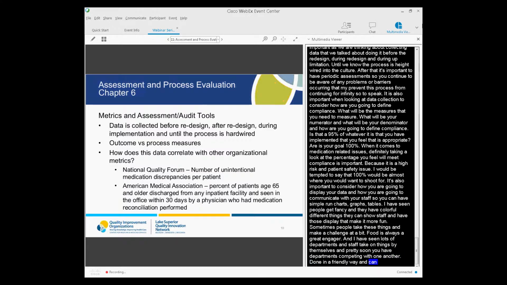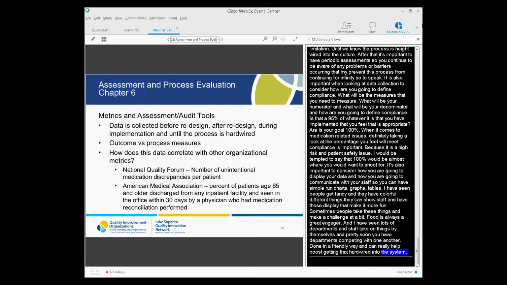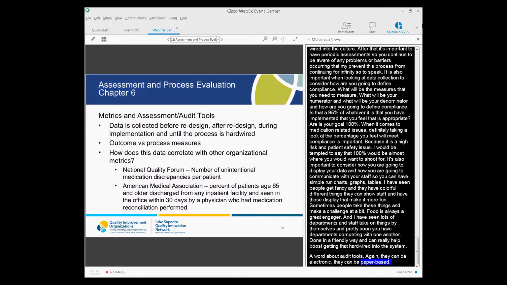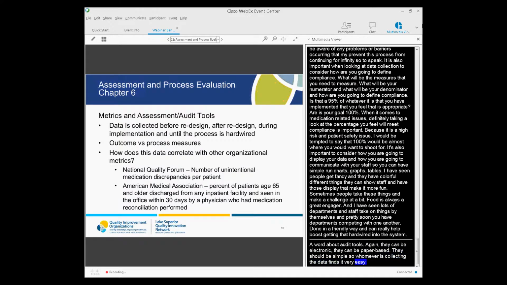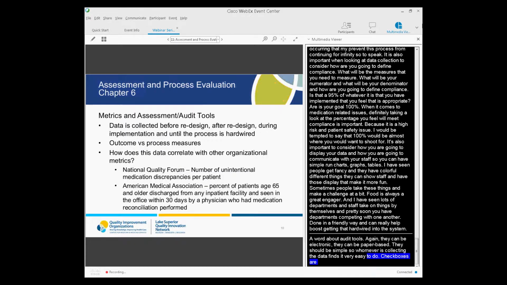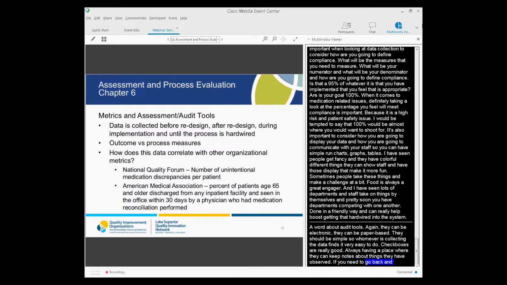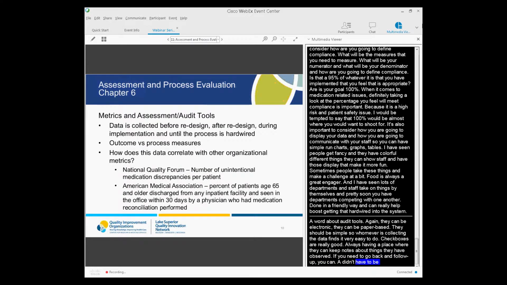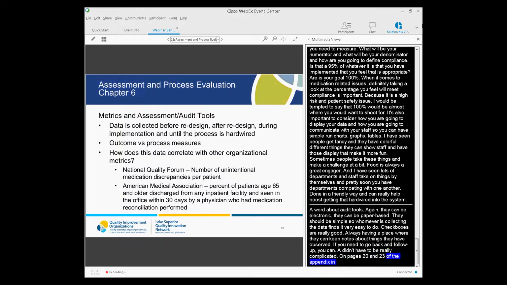A word about audit tools. Again, they can be electronic, they could be paper-based. They should be really simple so that whomever is collecting the data finds it very easy to do. So check boxes are really good. Always having a place where they can keep some notes about things that they've observed, so if you need to go back and follow up, you can. But again, they don't have to be really complicated. And on pages 20 and 23 of the appendix in the Match Toolkit, there are just a couple examples of some audit tools that they have developed.